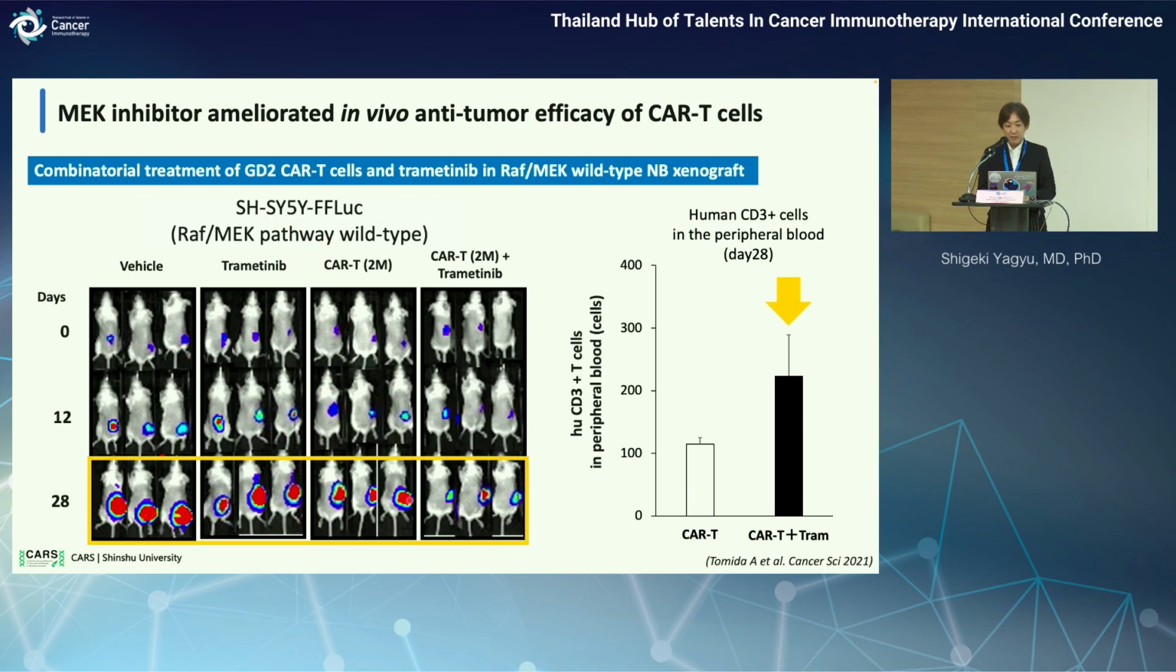So in this experiment, we gave just 2 million of GD2 CAR T cells, which is a relatively low number in this kind of experimental setting. So the anti-tumor efficacy was modest in the CAR T cell treatment group. But as you can see here, the CAR T cell with trametinib showed better tumor control, and these CAR T cells were long-lived in the peripheral blood of the mice when treated with trametinib.